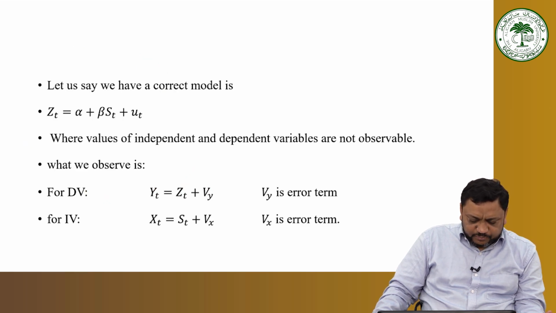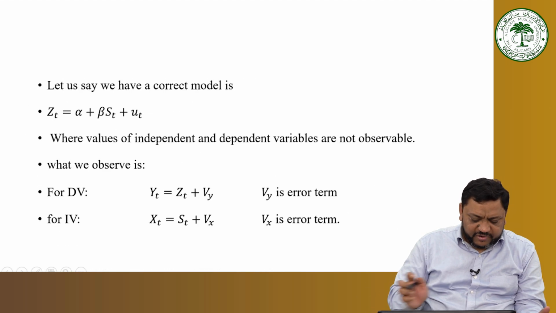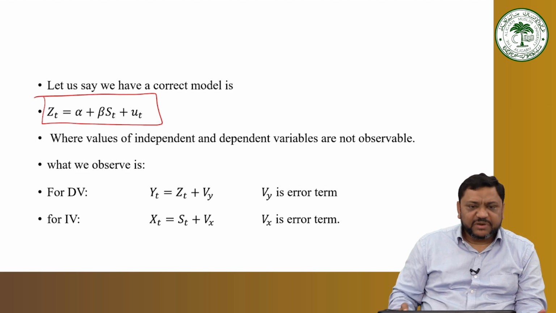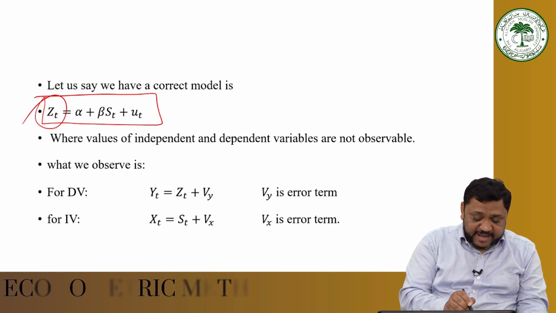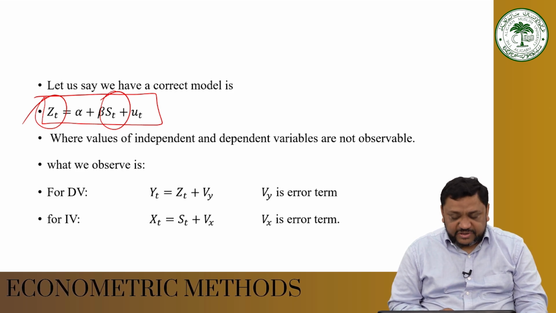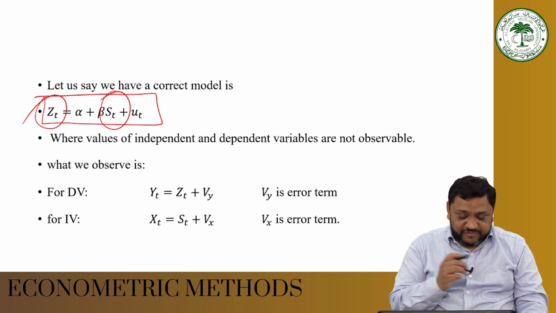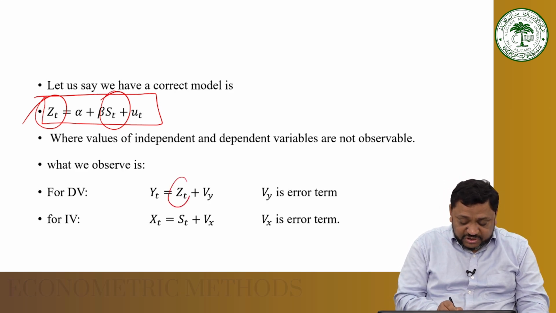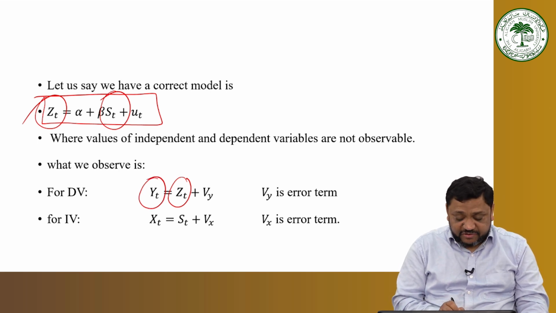Let us say that now we start with the model. Let us say that we have a correct model, that is Zt = alpha + beta St + Ut, but the problem is that Zt and St are not directly observable. The values of the dependent and independent variables are not observable. So, in place of Z, what is observed is Yt, and Yt is basically Zt plus an error, that is Vt.